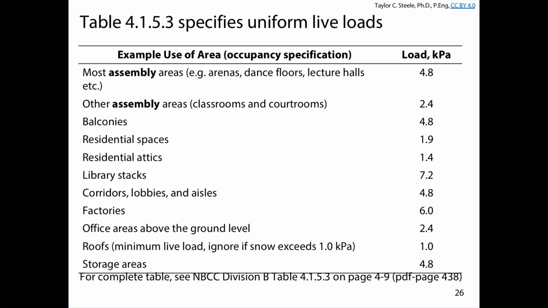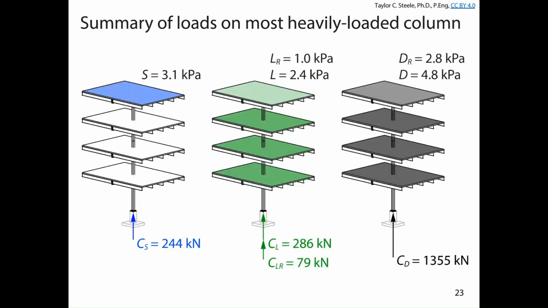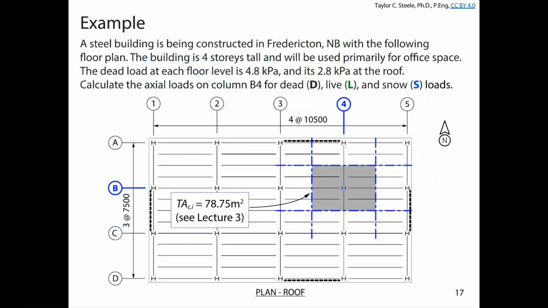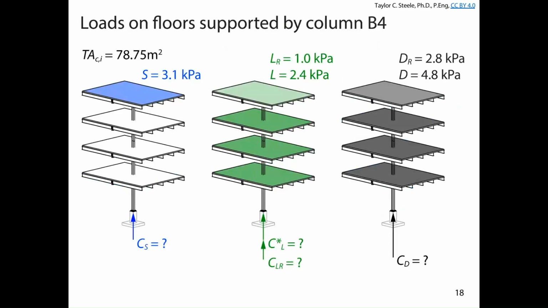So what we have here, whoops, I went way too far ahead. This is the problem. We've got column B4. Maybe I'll go back briefly. And so column B4 is this one, right? Column line B, column line 4. It's got 4 levels to support. So we've got snow up to 3.1 kPa. We've got a roof live load of 1 kPa and an interior live load of 2.4 kPa. So the darker ones are the office, the lighter one is the roof.